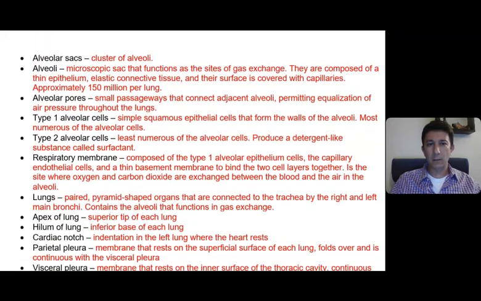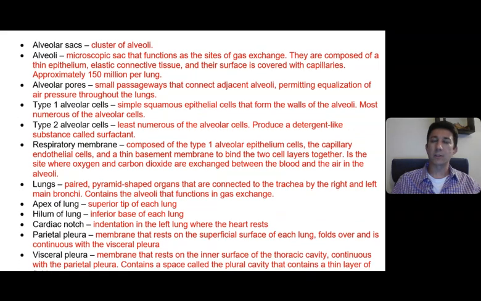Another term here as we get to the microscopic gas exchange structures in the lungs are the alveolar sacs. And an alveolar sac is simply a cluster of alveoli.